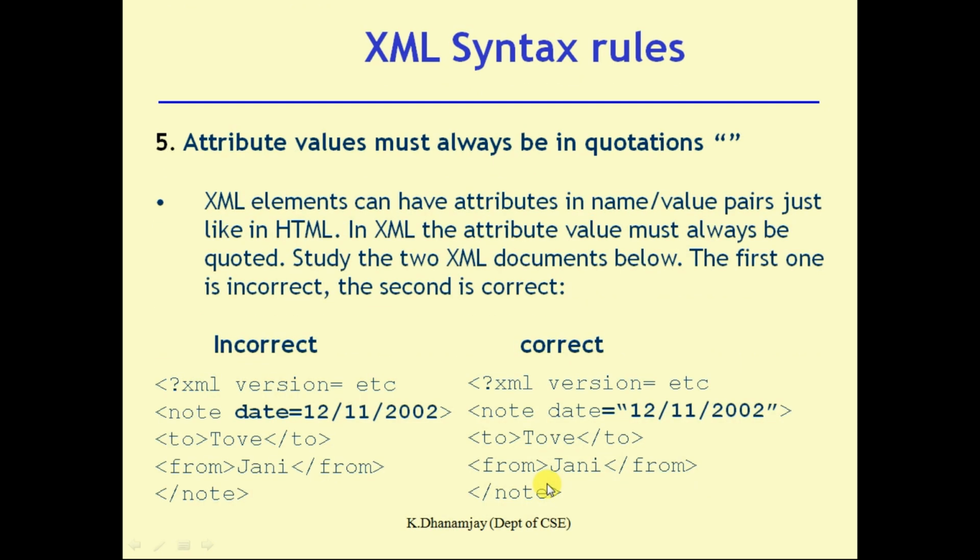And the fifth rule: attribute values must always be in double quotations, which has a name and value pair format, just like HTML. This is an incorrect method, this is a correct method. The first one is incorrect. Why? Because the value you wrote, like note date equals 12/11/2002, is not properly written. You have to place the value in double quotations. This is the correct way, because the value should be in double quotations, which makes it a valid XML document.